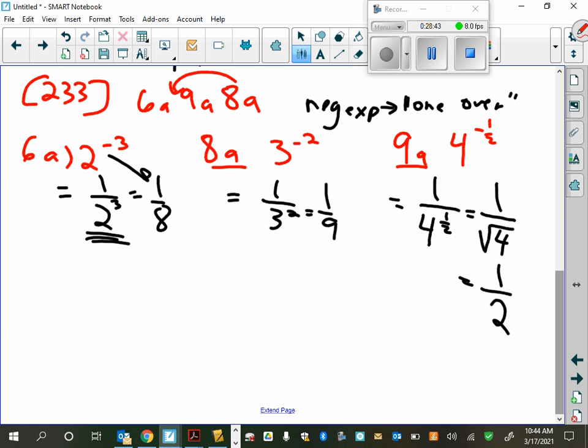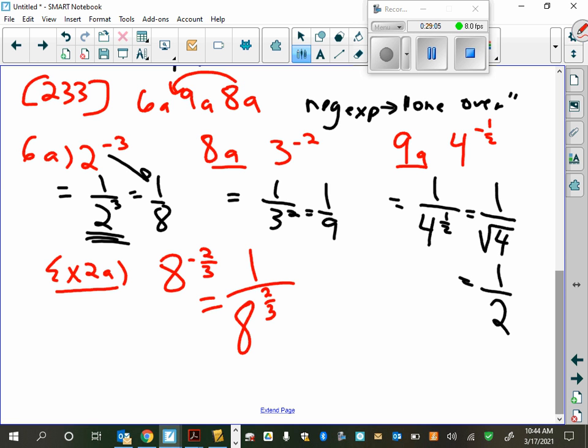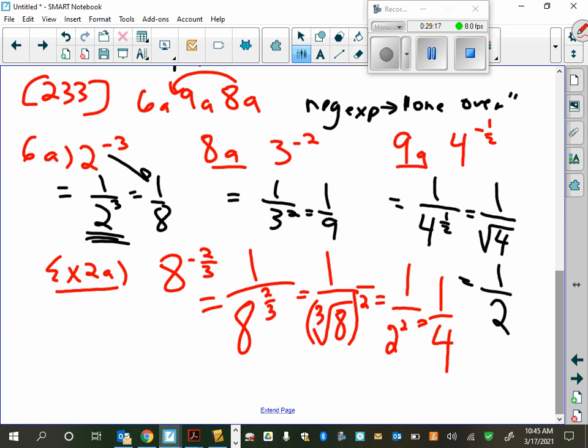Okay, so let's rock and roll with this one. Example 2A. How do you do 8 to the negative 2/3? Well, we just did it. We did 8 to the 2/3, so 8 to the negative 2/3 is going to be 1 over that. So the first step you write down is 1 over 8 to the positive 2/3, and you just keep writing down 1 over until you're sick of it. 1 over 2 to the 4th, 1 over 4.